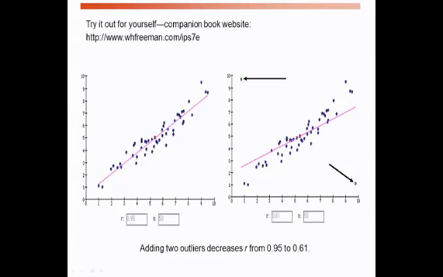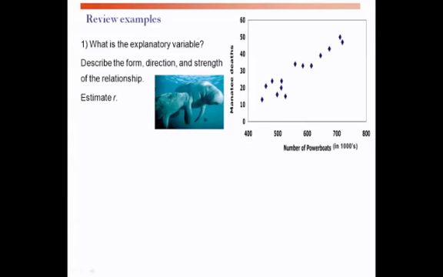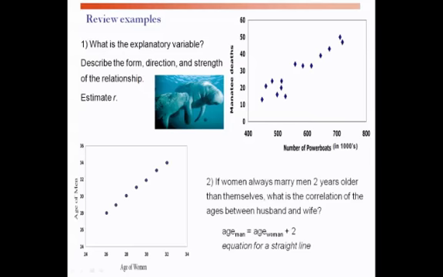If you want, the book has a free applet which you can go and play around with, putting dots to see what the correlation is. So let's take a look at some examples. This is the relationship between manatee deaths and the number of power boats. What is the form of relationship? Very good. What is the direction? Strength. Approximately what correlation? Very good.